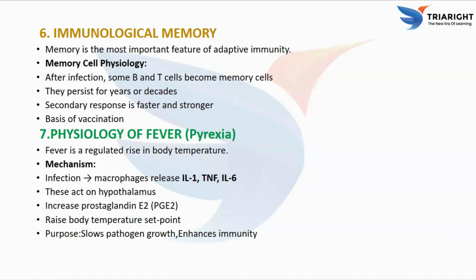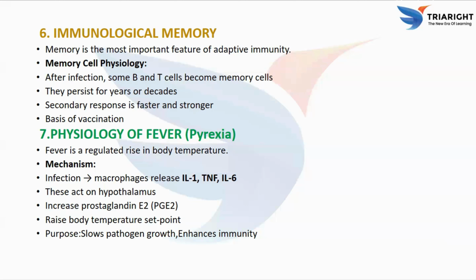And the next physiology is the basis of vaccination. Vaccines introduce a safe version of a pathogen, whether it is weakened or dead. So your immune system forms the memory cells. The next time the real pathogen attacks, your body immediately fights it. So this is how the immunological memory works.